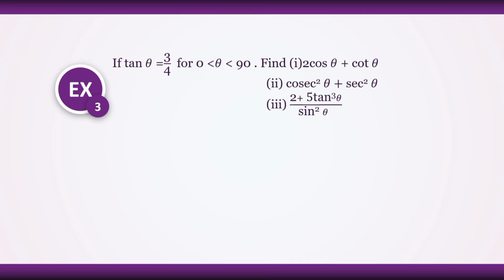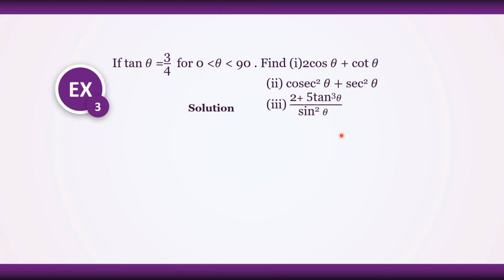Now let's have a proper example to see what we have learned in trig ratios. The first example is: if tan theta is equal to 3 over 4 for 0 less than theta less than 90 degrees, find (i) 2 cos theta plus cot theta, (ii) cosec squared theta plus sec squared theta, and (iii) 2 plus 5 tan cubed theta over sine squared theta.